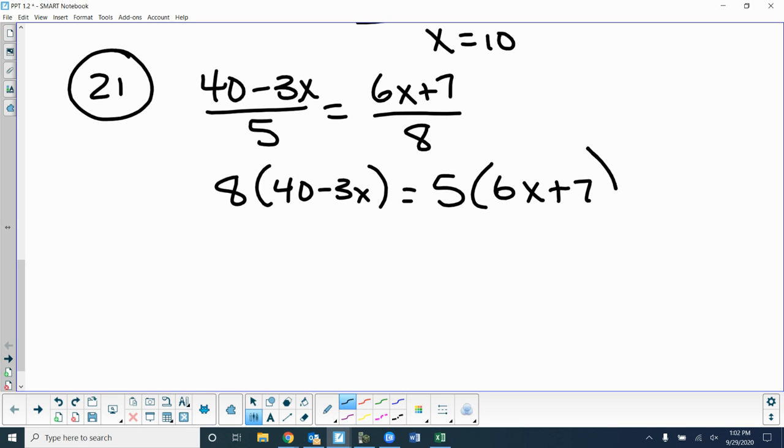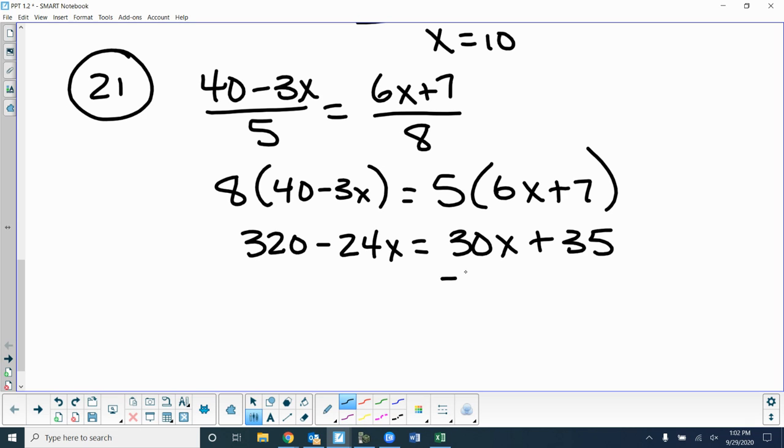So this is how we would multiply. We're going to have to distribute. 8 times 40 is 320, and 8 times negative 3x is negative 24x, and 5 times 6x is 30x, and 5 times 7 is 35.